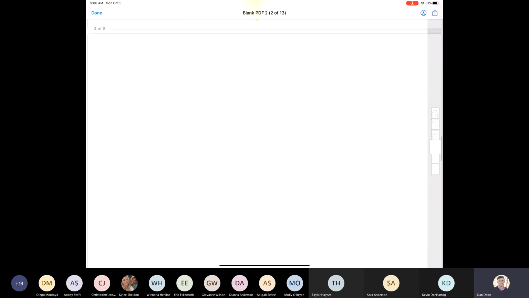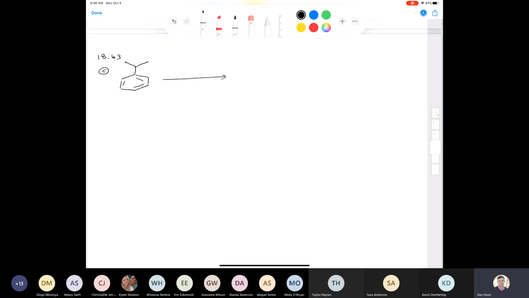Okay, let's try another one. This is 18.63. Let me try something more interesting here, something a little more complex. Let's do this one, 18.63C. There are all kinds of good questions in the textbook. I just like to stick to the synthesis ones because I find there's the most content for my students. They're the most dense of all the problems. A lot of chemistry gets covered in a few synthesis problems.